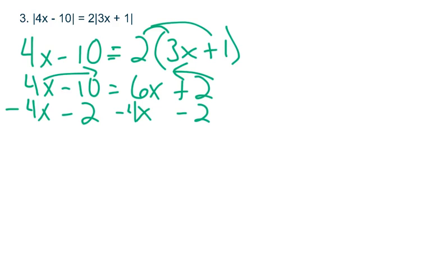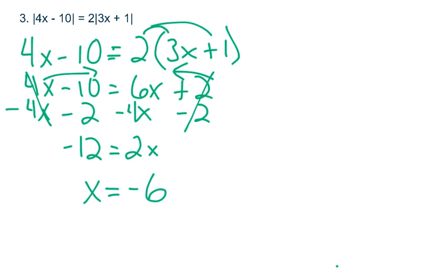4x minus 4x, so now I'm looking right here. I'm just going to work my way from left to right. 4x minus 4x cancels. Negative 10 minus 2 is negative 12. 6x minus 4x is 2x, and 2 minus 2 cancel out. So I'm left with negative 12 equals 2x. Divide both sides by 2, and that means my x value is negative 6.